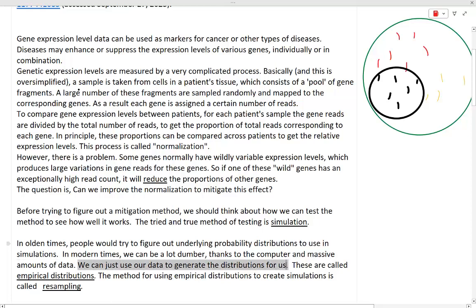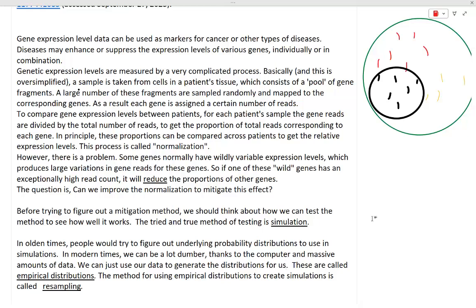So the idea of this is that suppose you do have data that's normally distributed. If you have a lot of data and you have normally distributed data and you take a histogram, the histogram will look normal.